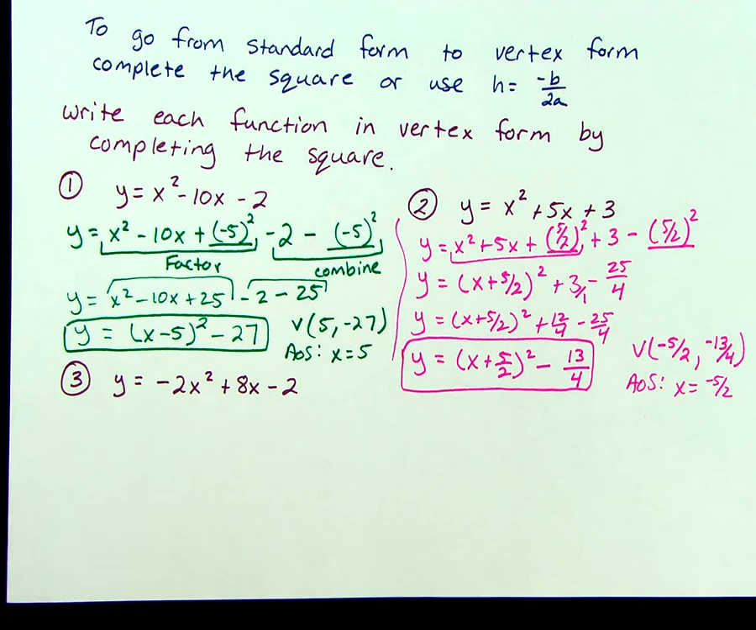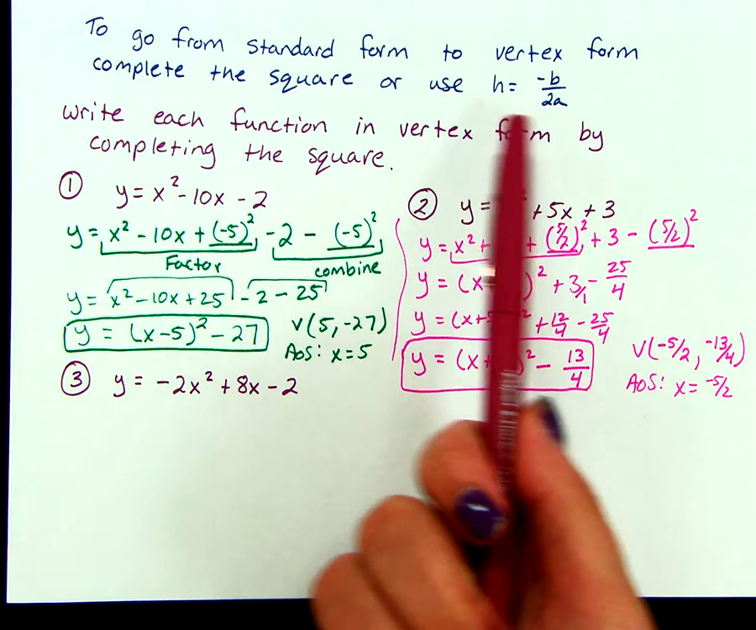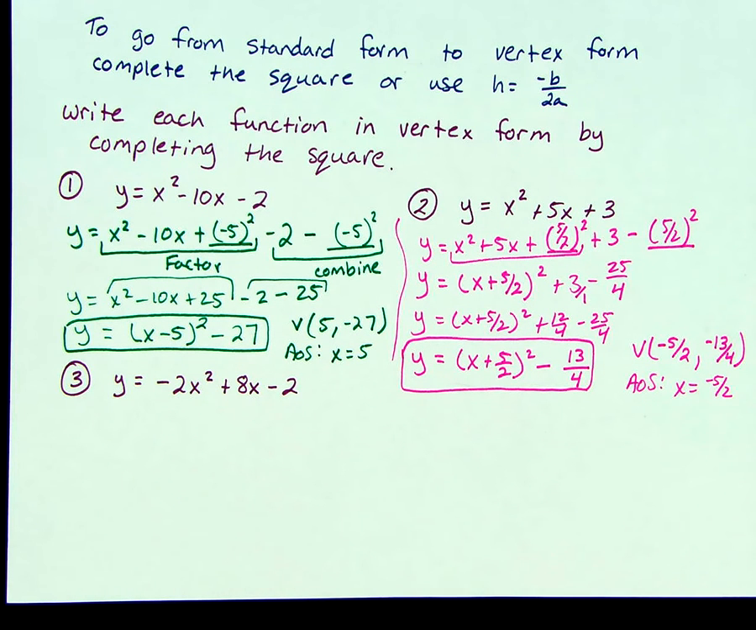All right, the last problem, I'm going to use a different method. So I'm going to go through and find it using this h equals negative b over 2 times a. So to use this, we're just going to find the vertex, and then once we know what the vertex is, we're going to plug it into the vertex formula.